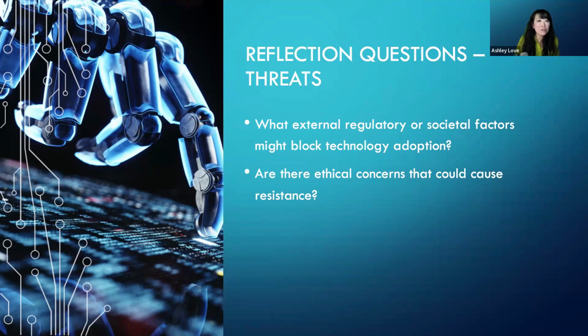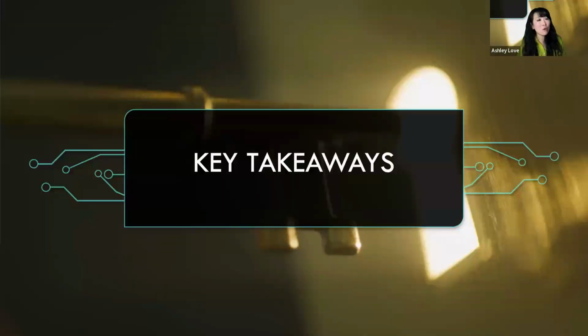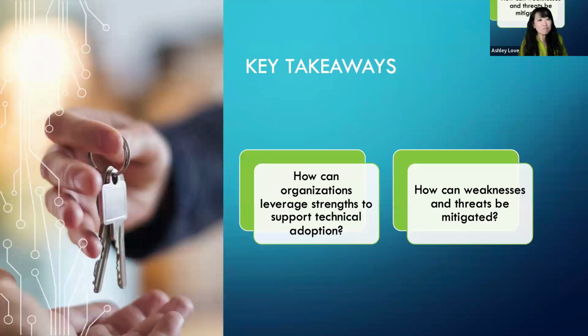Are there ethical concerns that could cause resistance? Many of the ethical concerns are going to be very valid. So you want to make sure that you take ethical considerations into account when you think about threats and opportunities. So what are some key takeaways? I have a couple of slides and we will go into groups. How can an organization leverage strengths to support technical support? And how can weaknesses and threats be mitigated? If you're presenting weaknesses and threats, you want to give solutions.